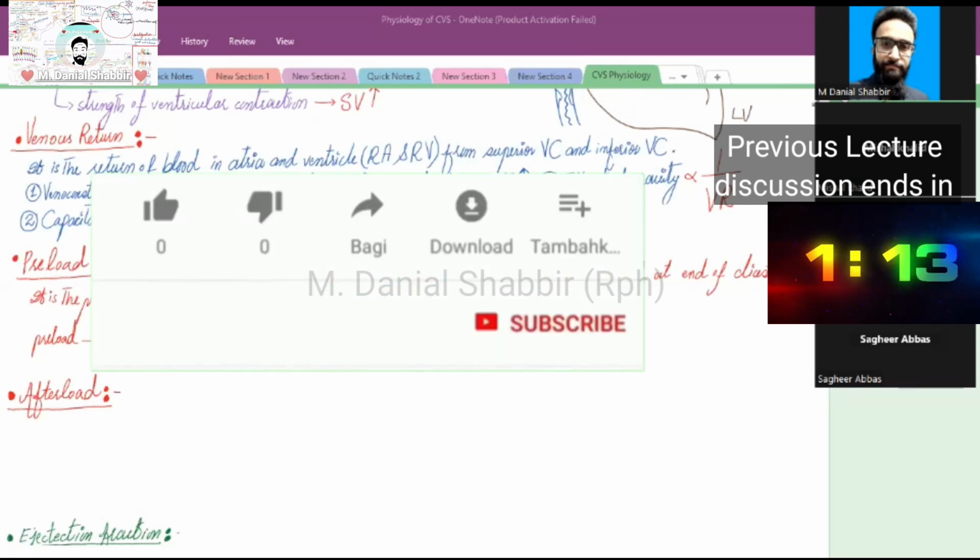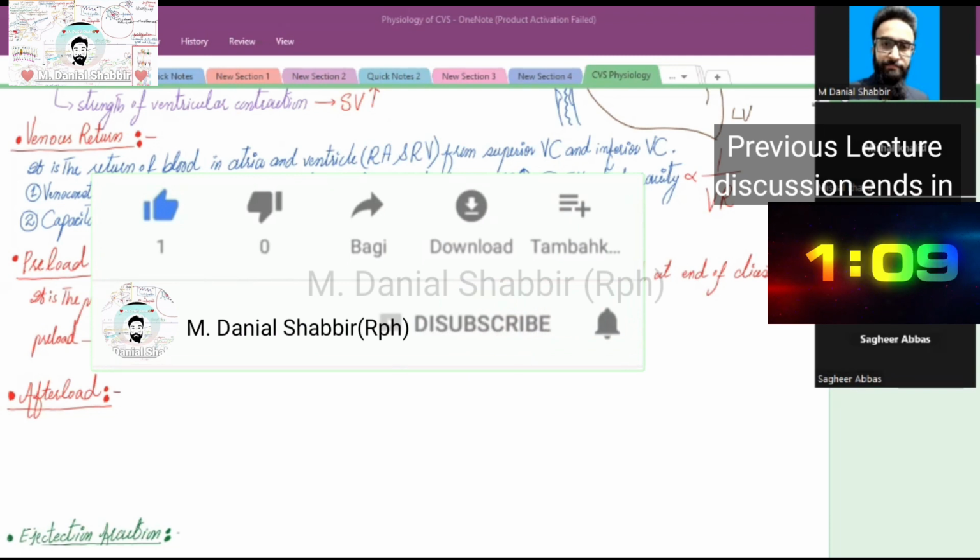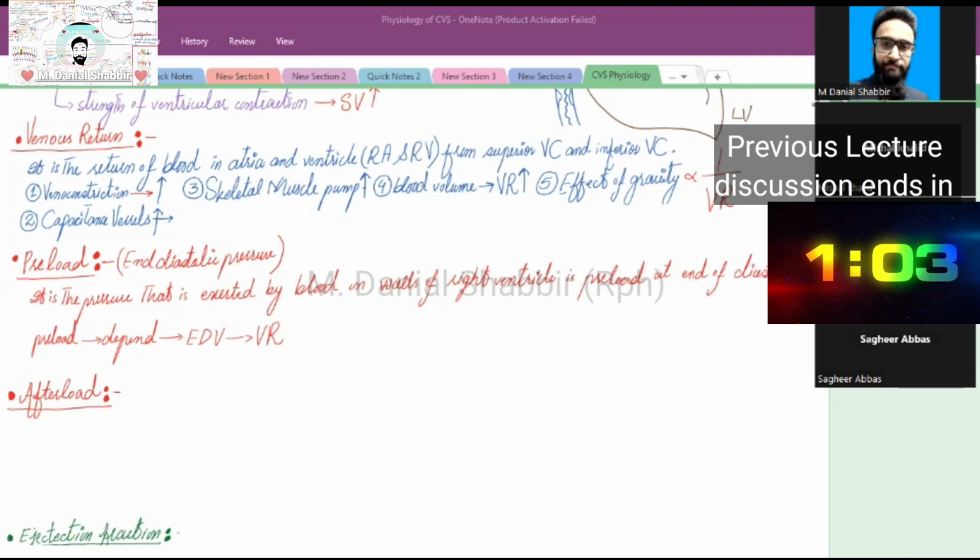Venous return is the return of blood to the atria and all the way into the ventricles from the superior vena cava and inferior vena cava. And this venous return is dependent on different factors like venoconstriction. If there is a greater venoconstriction, there will be a greater increase in the venous return. Next is the skeletal muscle pump. Greater will be the skeletal muscle pumping ability or contraction of the skeletal muscle, greater will be the venous return.